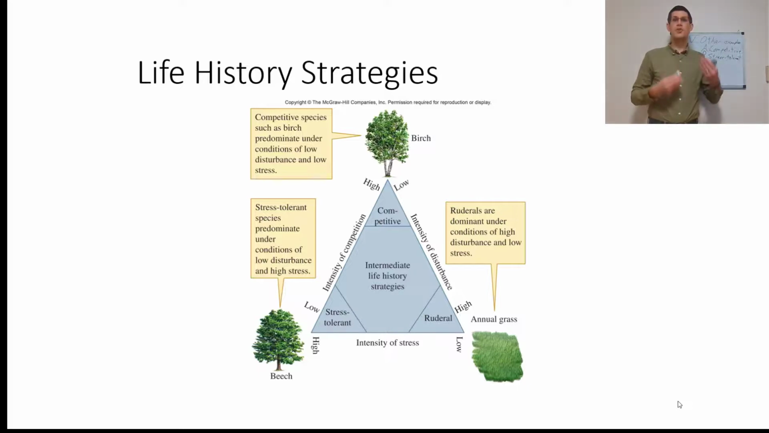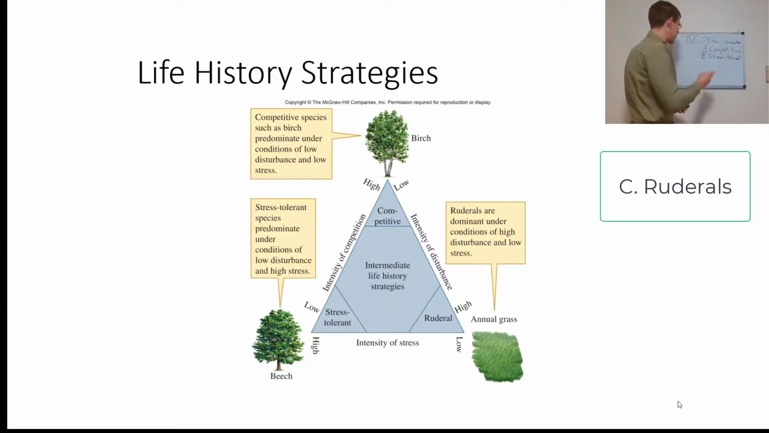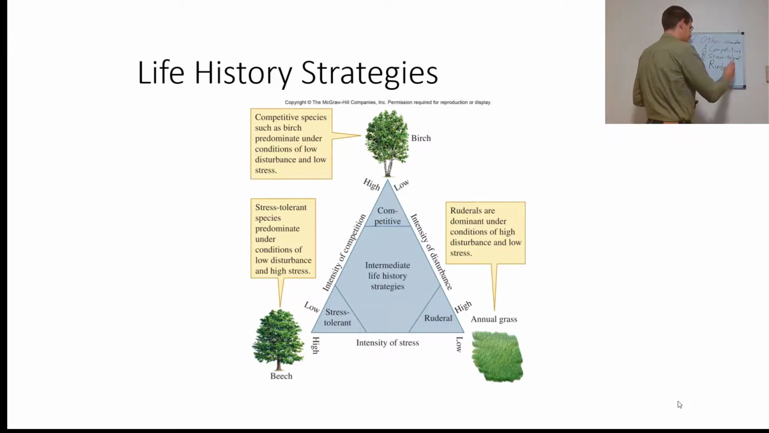Now, oak will be outshaded by the competitive maple in the absence of stress. But in the presence of stress and disturbance, the maples will go away. But what if there's a real lot of stress and disturbance? Well, that's where you're going to have ruderals. And ruderals are dominant when there's high disturbance and low stress.